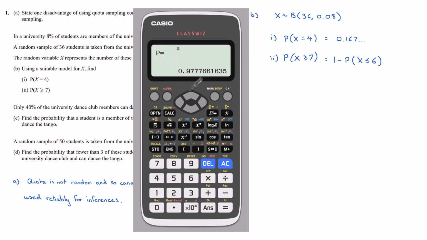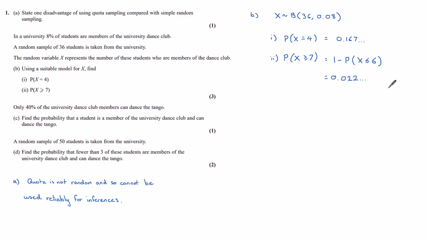Now our calculator will automatically store this number, so if we go menu 1 into the calculator and type 1, subtract our answer, that will take away the 0.97 etc. And so the final value we get is 0.022233 and so on. And hopefully I showed how to get the value 0.022.